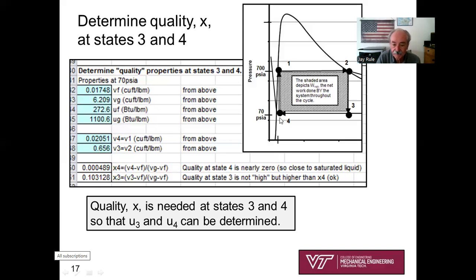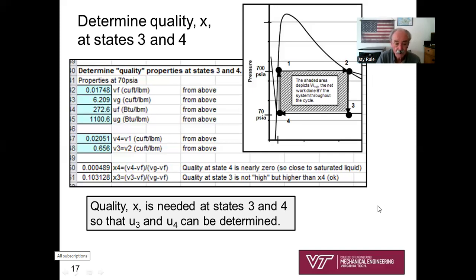Same idea for finding state 4, the same mathematics. I'm using the same VF and VG, but a different V value. I see that V4 exactly equals V1. There it is, 0.02051 cubic feet per pound. So numerically, X4 is 0.0005, nearly on the dome. That kind of makes sense because look at the way graphically it turned out on my PV diagram. Very close to the dome, but not on it. It's still a saturated mixture, mostly water.